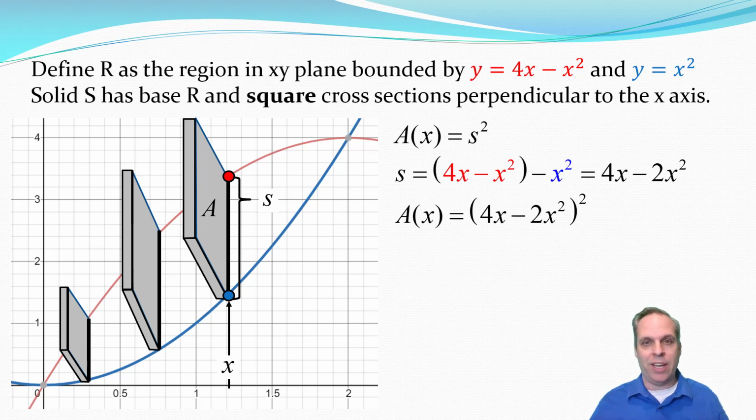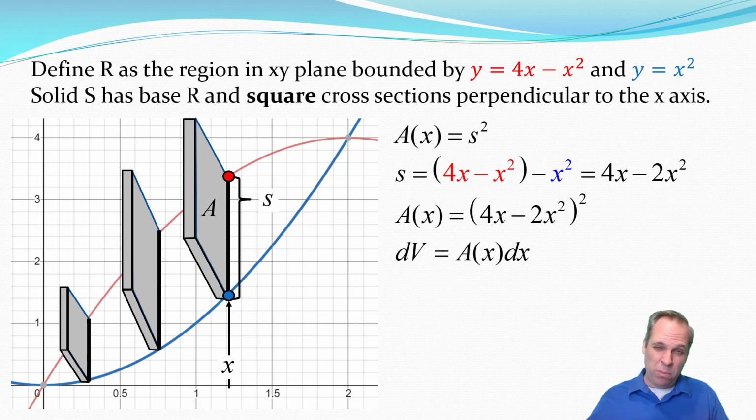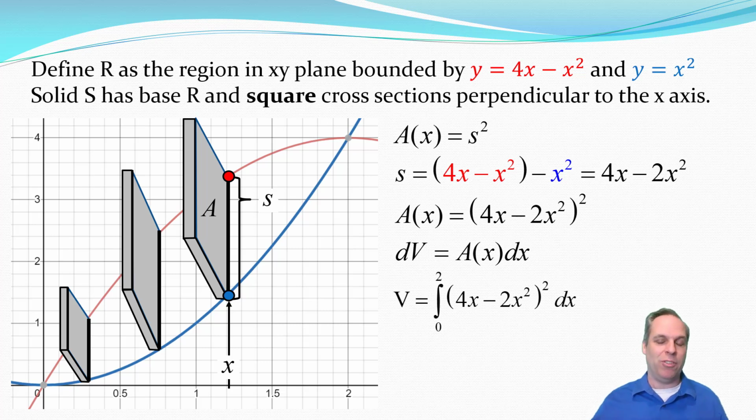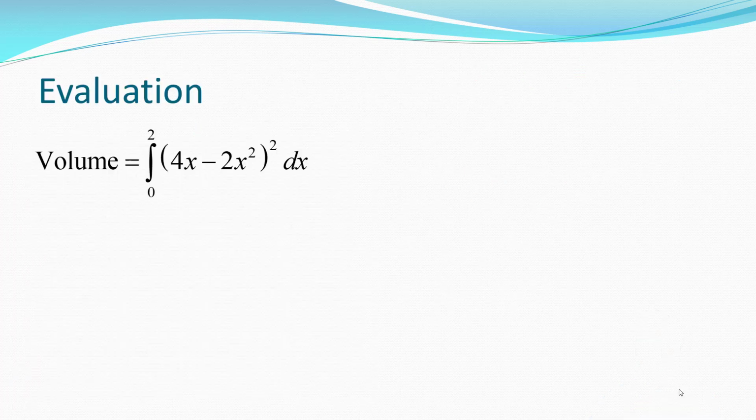That also means I have an expression for the volume of that little piece. We usually call that dV, so the small bit of volume is dV, and it's equal to the area times the thickness, dx. By summing up both sides using an integration, you get that the volume is the integral from 0 to 2 of the quantity 4x minus 2x squared, that quantity squared, times dx. So I think we should go ahead and crank out that integration.